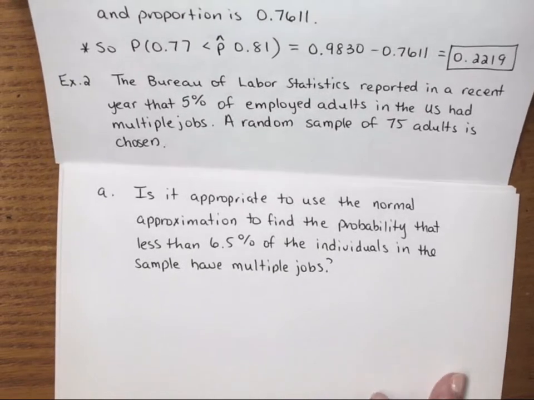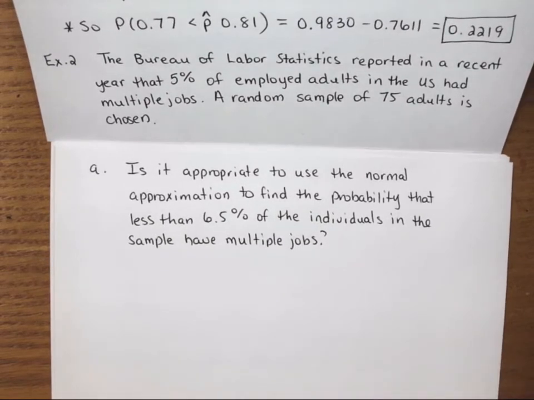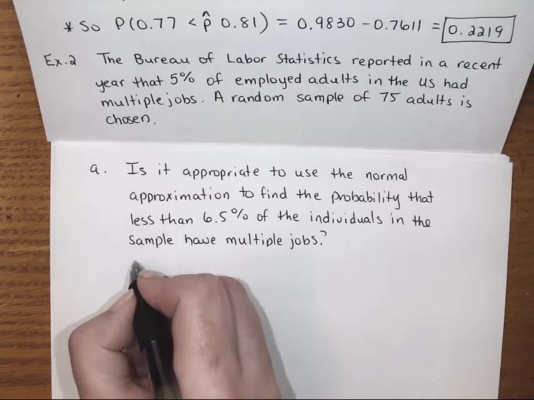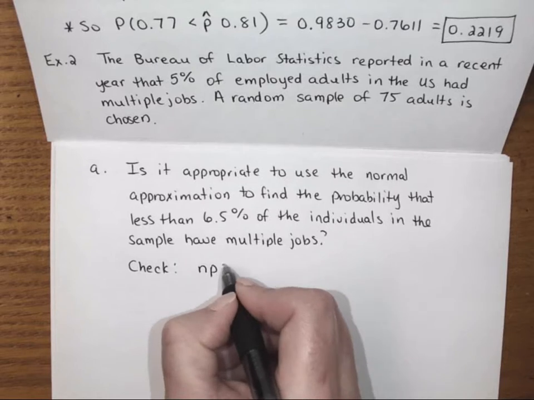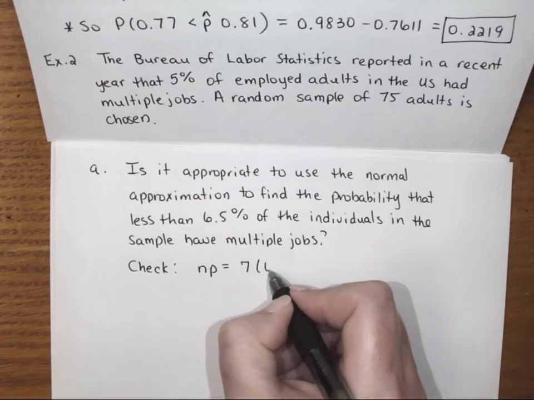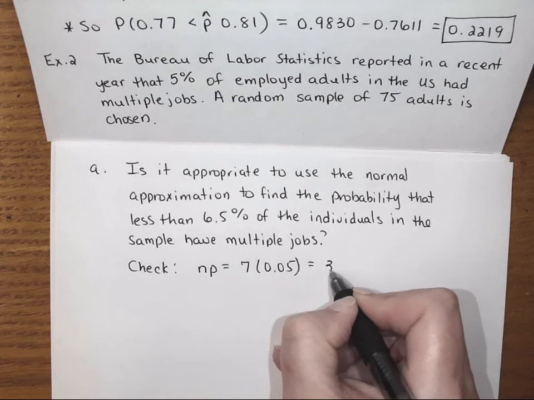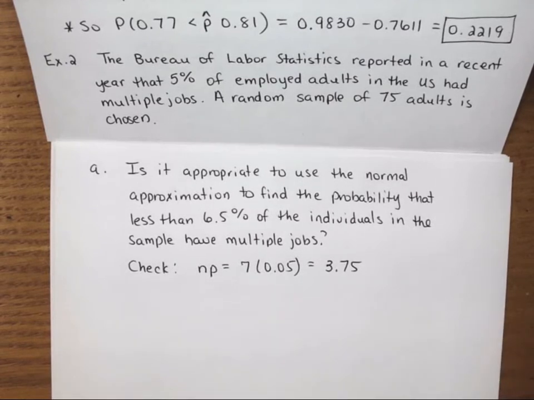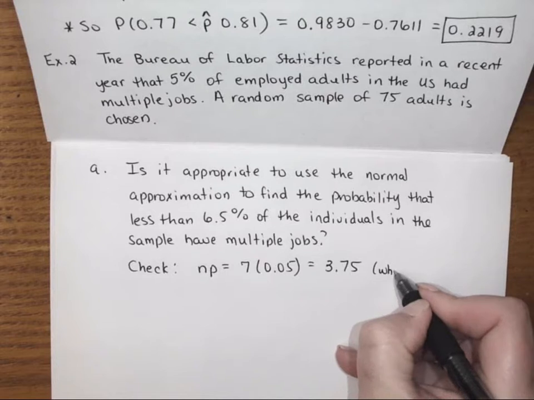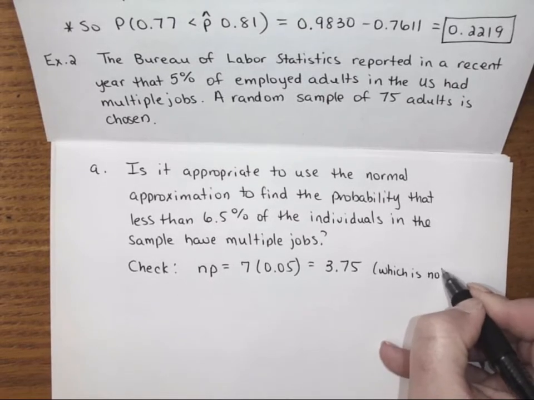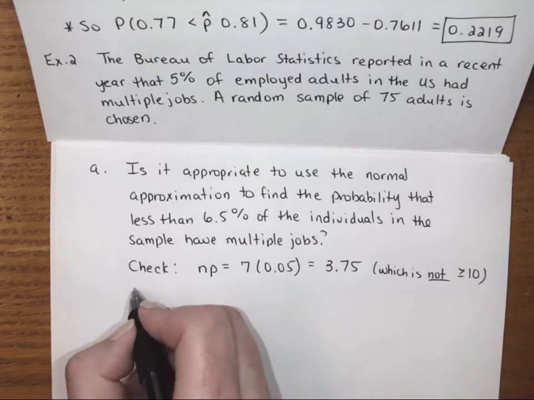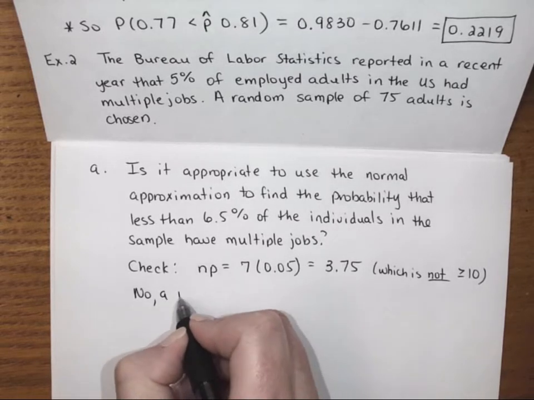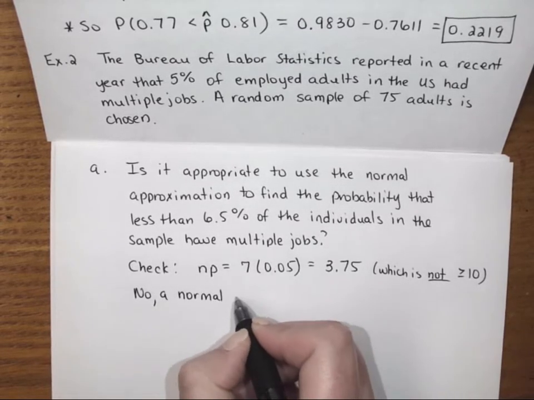So we don't just jump into solving this. We actually have to figure out, does it work or not? Is it legitimate? So before we start to use our chart or anything else, first we need to check that n times p is greater than or equal to 10. So notice if you do 75 times 0.05, you get 3.75. Notice this is not greater than or equal to 10. So the answer is no, a normal curve can't be used. This is not an appropriate data set for a normal curve to be used.